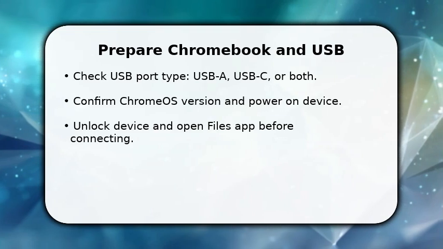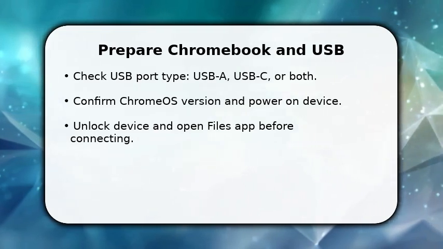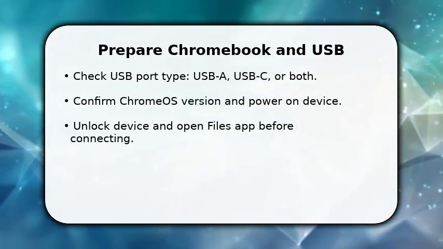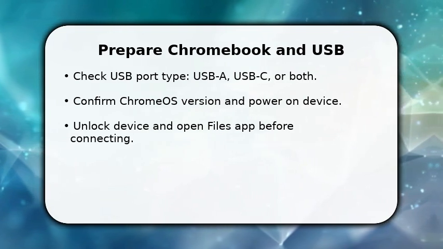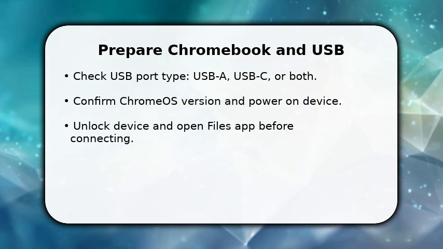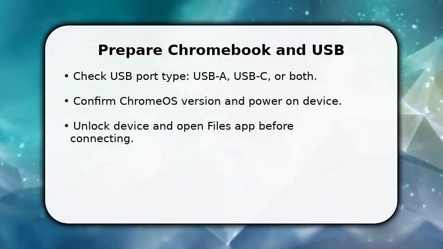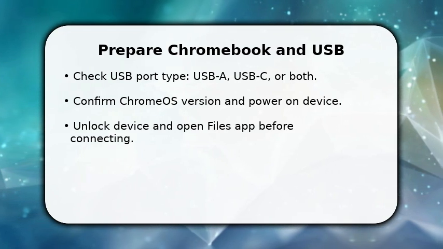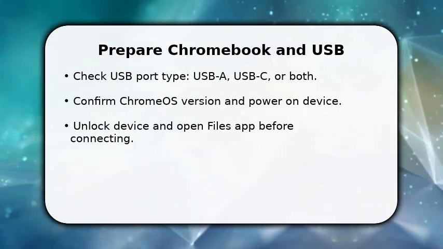You start by verifying port type and Chrome OS version, so the OS can negotiate power and data. This matters because USB-C can supply power and transfer differently than USB-A. Once done, unlock your Chromebook, open the Files app, and inspect storage permissions in Settings.